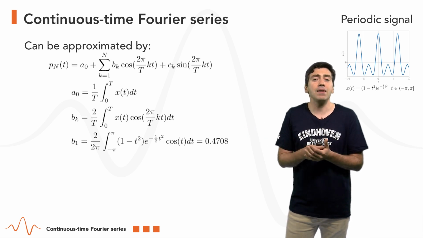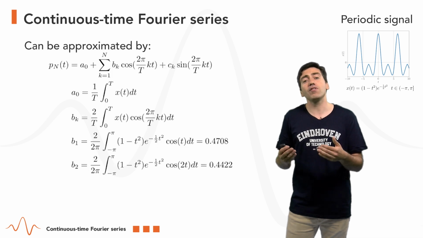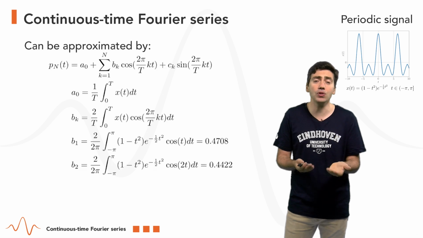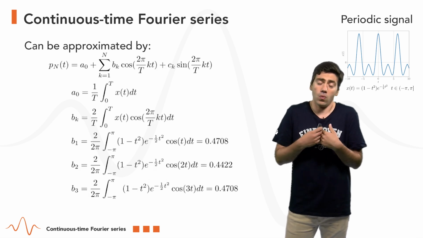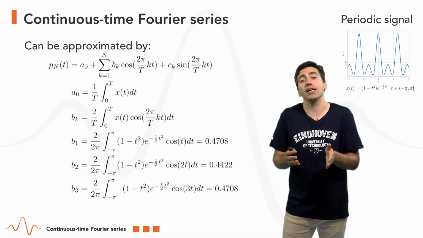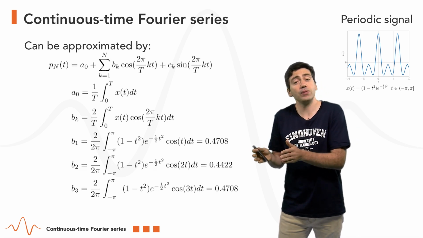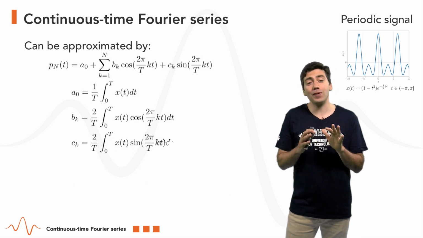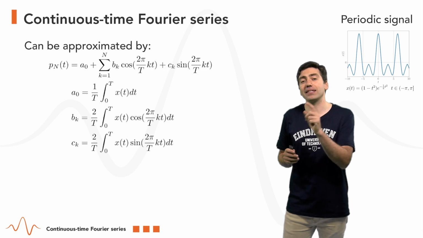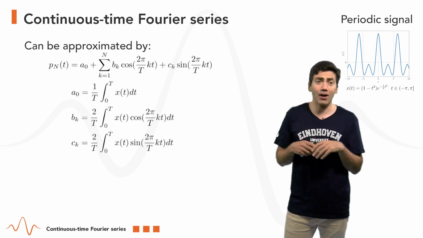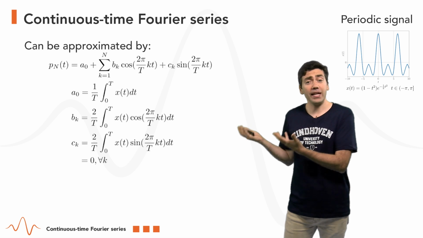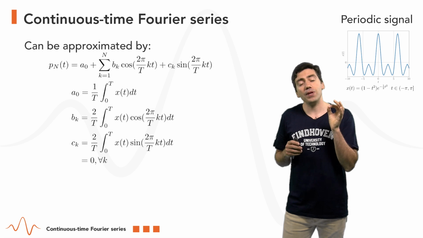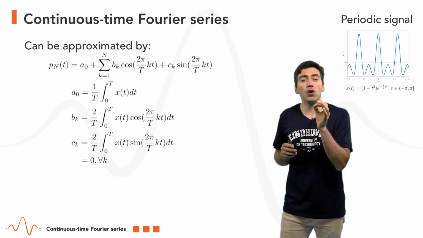We can now compute the same for b2, but instead of multiplying by cosine of t, we multiply by cosine of 2t. And then we can also do the same for computing b3, where, instead of multiplying by cosine of t or cosine of 2t as we did before, we multiply by cosine of 3t. The formulas to compute the ck's are also very similar, but instead of multiplying by cosine, we multiply by a sine. Now, to compute this will take a lot of time and we don't need it, because we know that the function is even, and for even functions, the ck's are all zero.